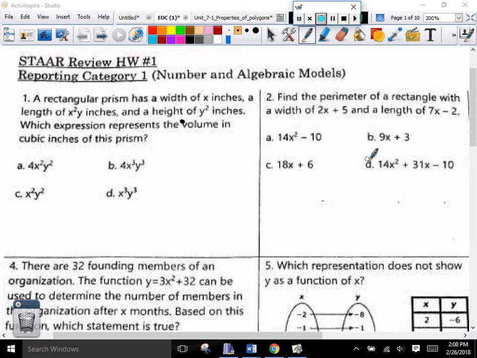So what I want you guys to do first is look for any keywords. The keyword that pops out to me is the word volume. Every time I see the word volume, that's going to tell me to multiply. For volume, it's always length times width times height. Therefore, we're going to look for those in our problem.